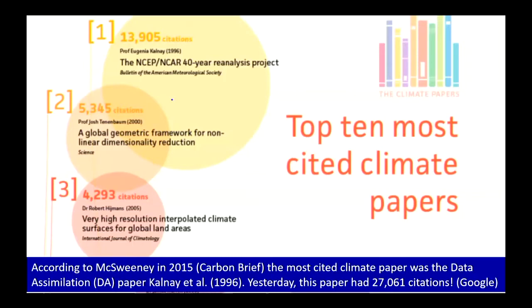So this is top 10 in what, all of science or just climate science? This is climate. This is from an article in 2015. I don't know if this is still true, but in 2015, that was the top-cited one. This is McSweeney, Carbon Brief. It's in the category of climate-related, because obviously it's just the reanalysis. They didn't make any claims about climate change or anything. They just said, here's the reanalysis.